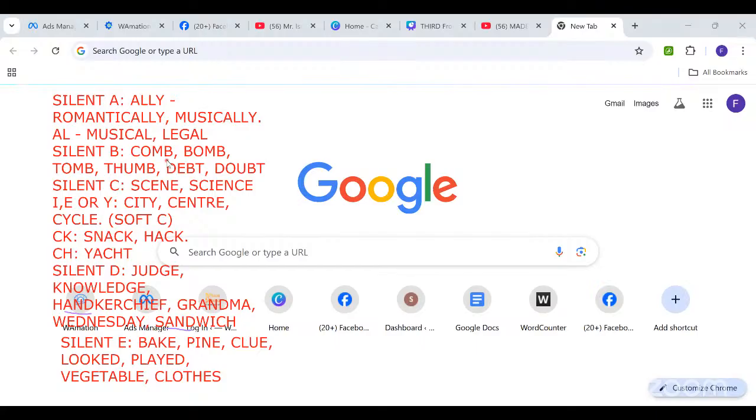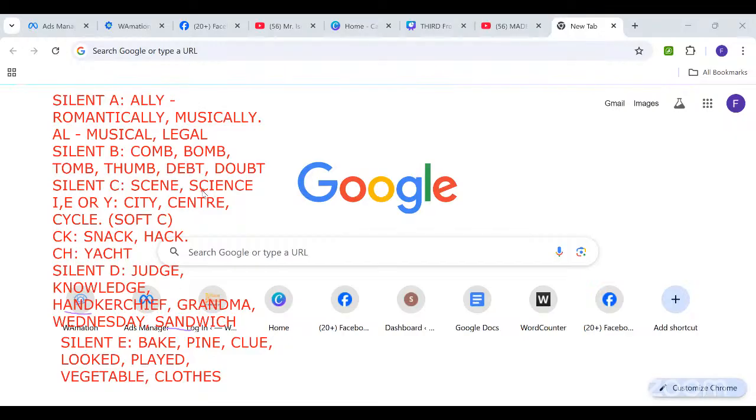Comb. Comb. Bomb. Tomb. Thumb. Debt. Doubt. Doubt. Thin. Thing.